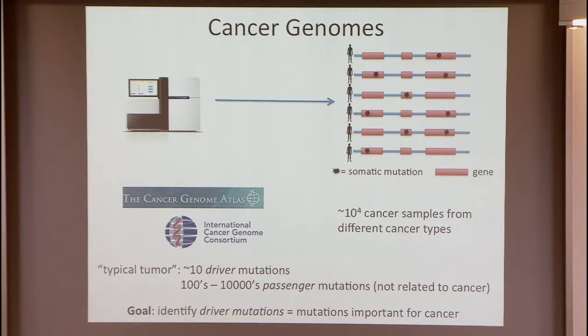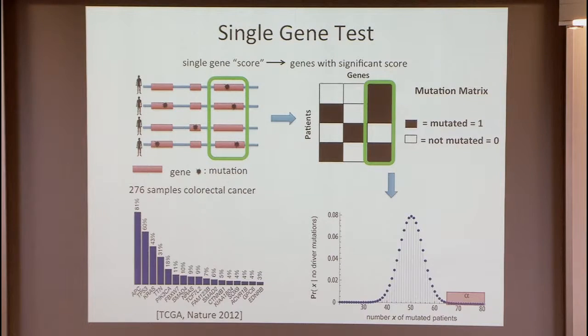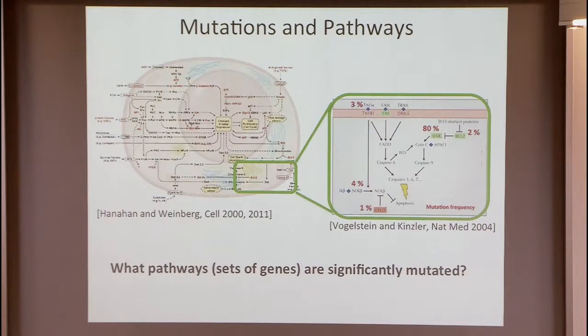So one of the goals in analyzing this data is to identify driver mutations that are the ones that are important for cancer. Many approaches are based on single gene tests, in which one can assign essentially a score to a gene and then compare that score with the distribution for the score according to an appropriate null model, and then identify genes that in isolation are significant. But I don't need to say to this audience that, of course, looking at genes in isolation is not the best thing we can do.